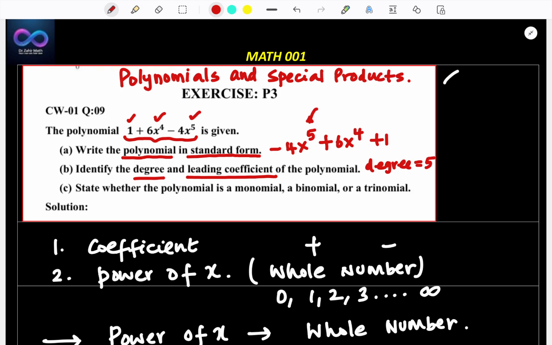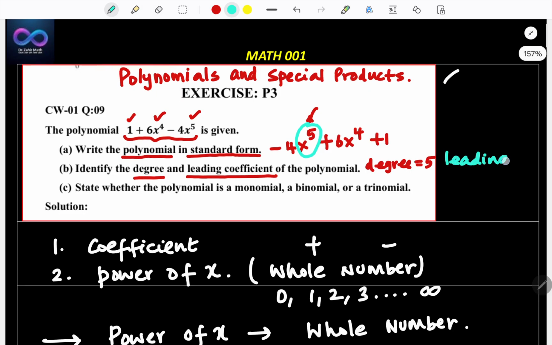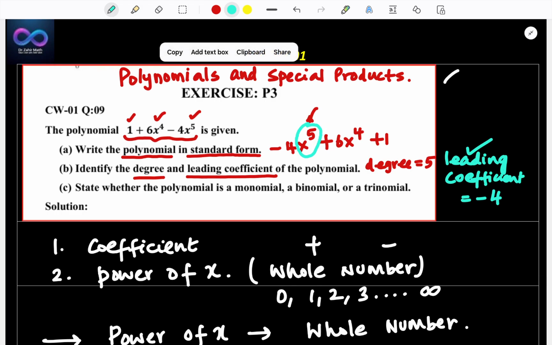Then what is the next question? Leading coefficient. I told you in the class, coefficient means the number touching the variable. So who is the leader? He is the leader. So you can say that's called leading coefficient. Leading means leader. Who is the leader? The big power is the leader. So x power 5 is the big power. So the coefficient is what? Minus 4. So the leading coefficient is minus 4.